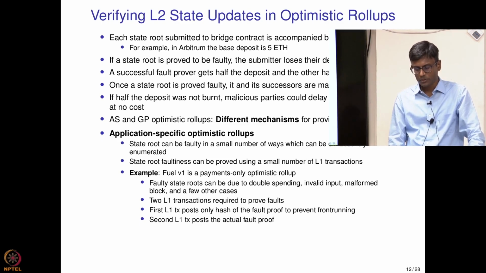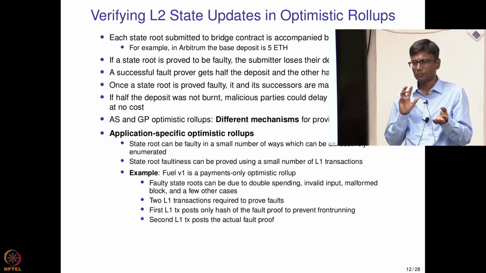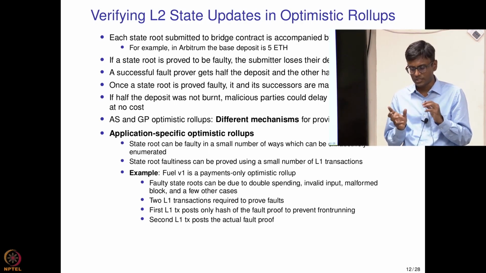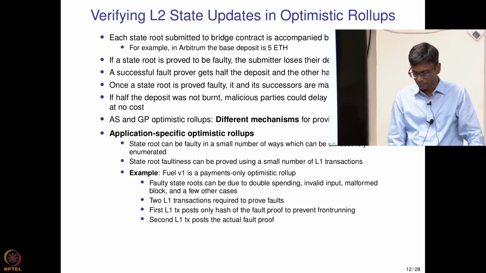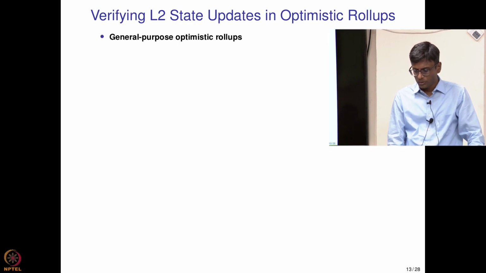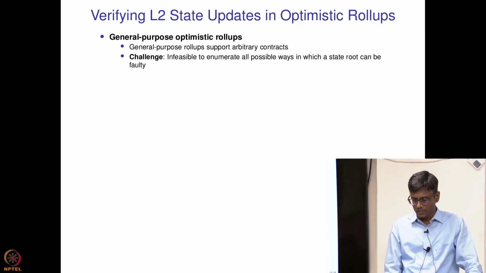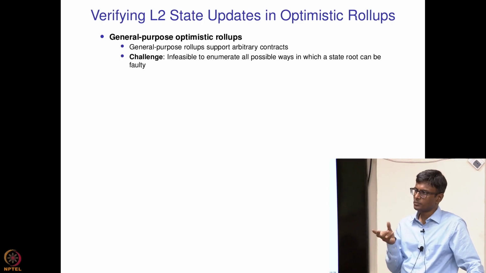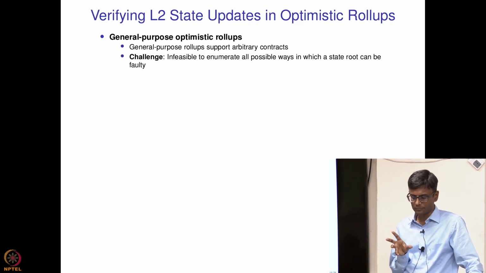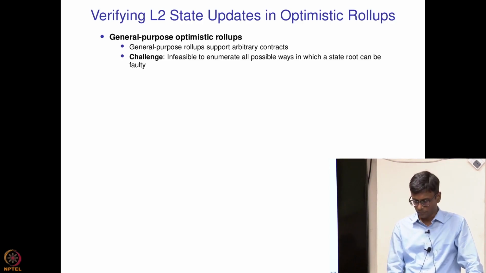But in general purpose optimistic rollups, we need to play an interactive game between the prover and the verifier, or in this case the challenger and the prover. So let's look at the mechanism, this interactive game in optimistic rollups. General purpose rollups support arbitrary contracts. So if an optimistic rollup is general purpose, it will have arbitrary contracts on it. You can install contracts on it. The challenge is that it is infeasible to enumerate all possible ways in which a fault can be present in a general purpose optimistic rollup, that is, all possible ways in which a state root can be faulty.